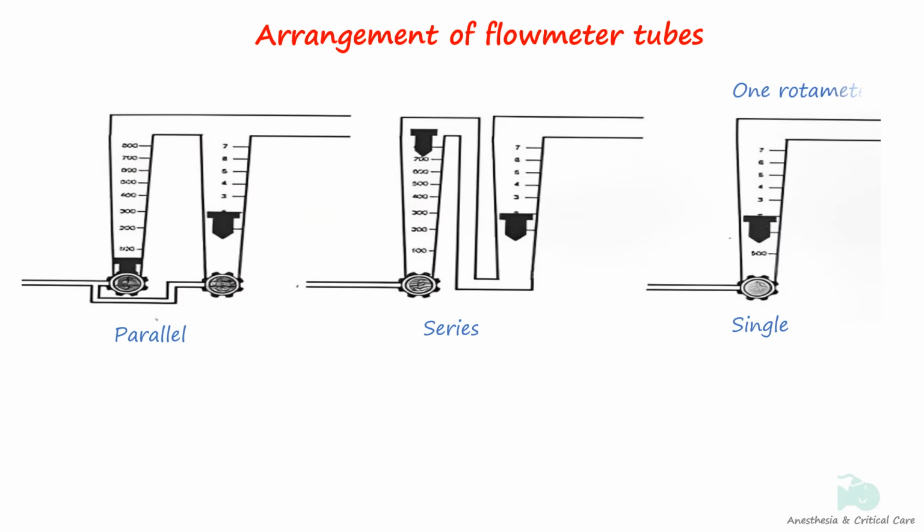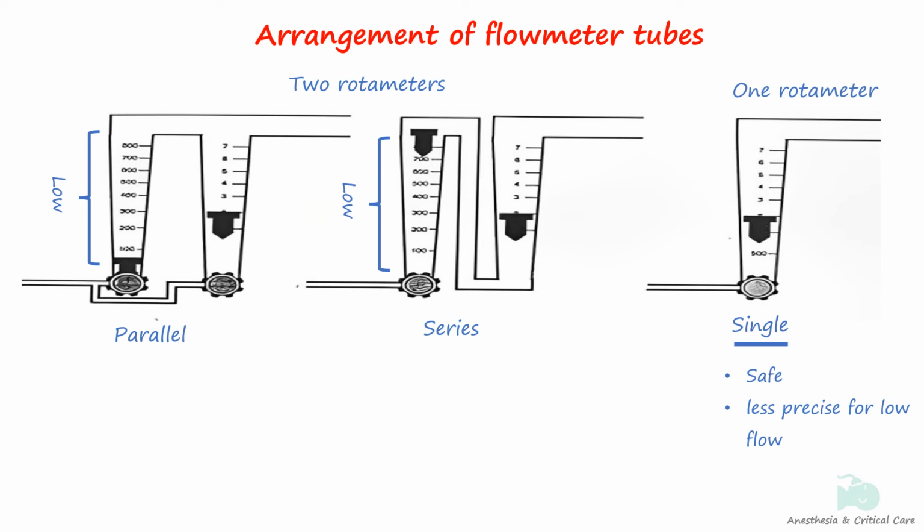There may be 1 or 2 rotometers for each gas. Single flowmeter layout is the safest but less precise for low flows. If 2 are present for any gas, the first permits accurate measurement of low flows, usually up to 1 liter per minute, and the other, of flows up to 10 to 12 liters per minute. In such a case, the tubes may be arranged either in parallel or in series.